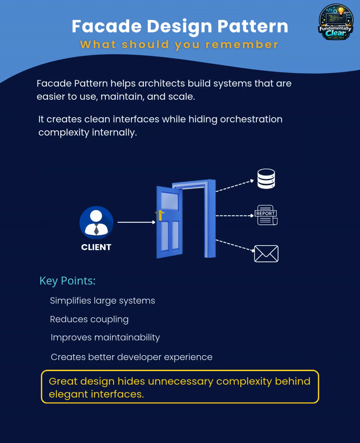Let's bring it all together. Facade pattern helps architects build systems that are easier to use, maintain, and scale. It creates clean interfaces while hiding orchestration complexity internally. 4 things to lock in. Simplifies large systems, one interface, multiple subsystems underneath. Reduces coupling, clients don't depend on subsystem details. Improves maintainability, change a subsystem, update the facade, clients are untouched. Creates better developer experience, readable, intuitive entry points into complex functionality. And the closing thought from the slide: great design hides unnecessary complexity behind elegant interfaces. That's what Facade is. That's what great architecture is.